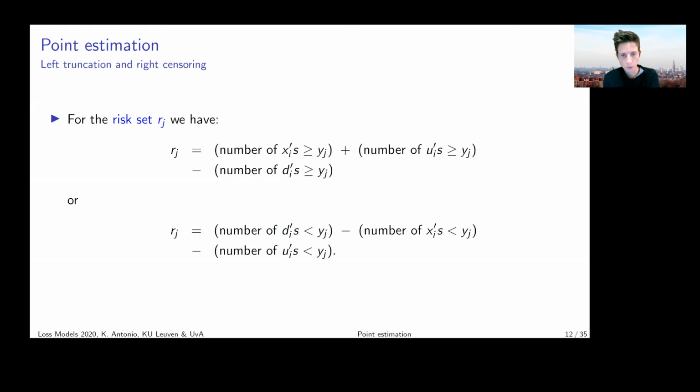Yeah, you can also put it the other way around. So then you start with how many of the di's are strictly smaller than yj, and you subtract how many of the xi's are strictly smaller than yj and how many of the ui's are strictly smaller than yj. And do remember what you want to count in this risk set. You want to count all the observations in your sample which will observe the outcome of interest at a value that is larger than or equal to the yj for which you are counting this risk set. Okay.